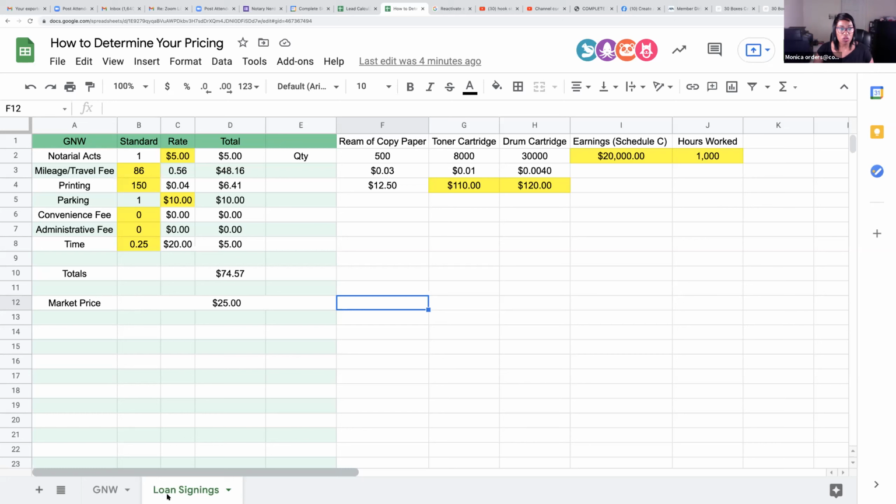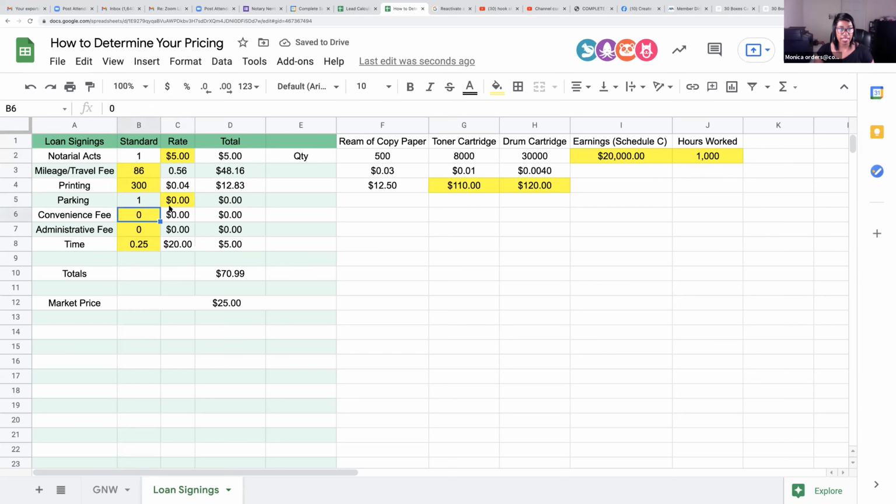Okay, so let's look at loan signings real quick. The fees and things that are associated with loan signings are going to be similar to the general notary work, but to Desiree's point, they're going to include more printing. This is where you just make the adjustment, right? You may or may not have to deal with parking because you are going to someone's home, so you may want to go ahead and just take that out.